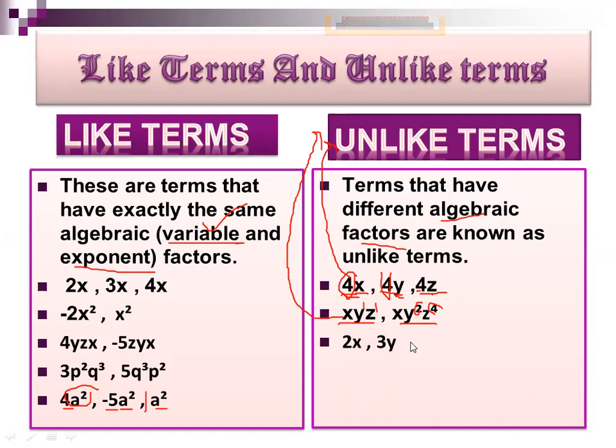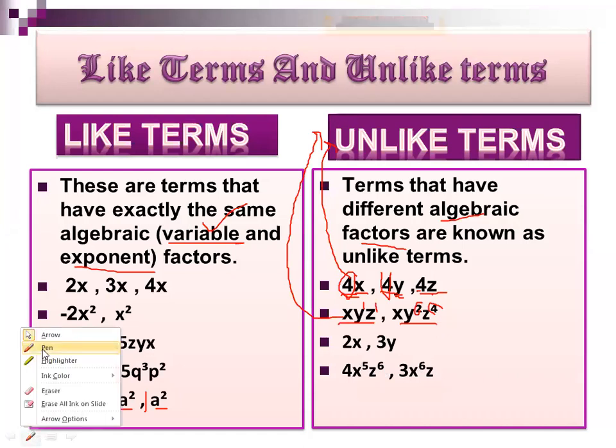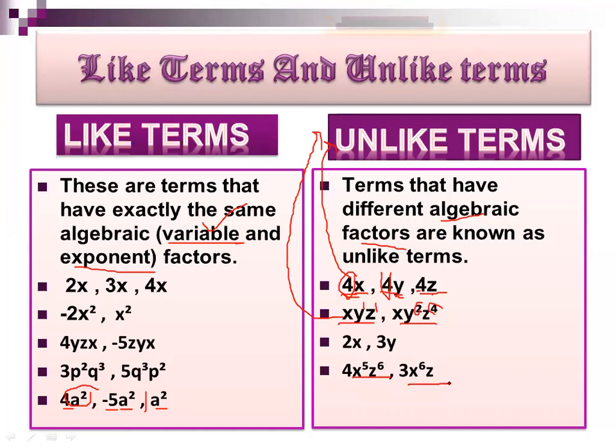Now look at this one, 2x and 3y, absolutely different. Why? The variable here is x and here the variable is y, so this is completely different. Now look at this one, 4x^5 z^6. Here you have x and z, and again here you have x and z, but the power of x here is 5 and the power of x here is 6, and the power of z here is 6 and the power of z here is 1. So that's why these are unlike terms. Why? Although variables are the same, their powers are different, so these are again unlike terms.